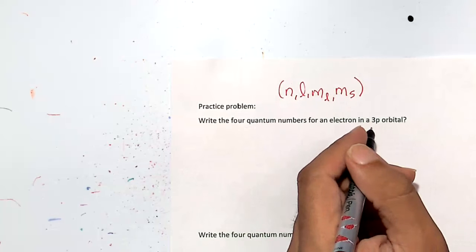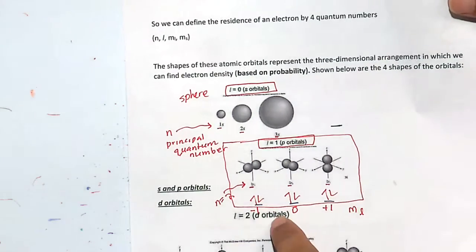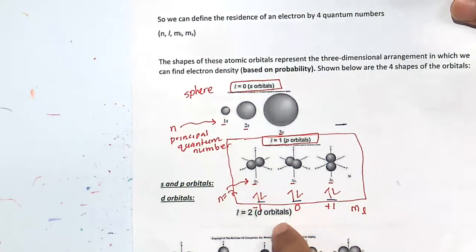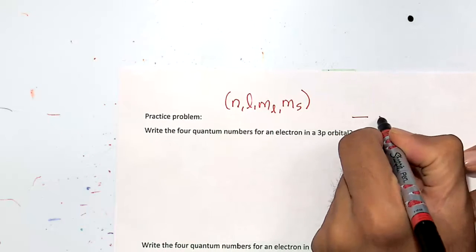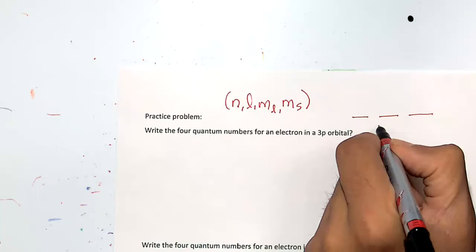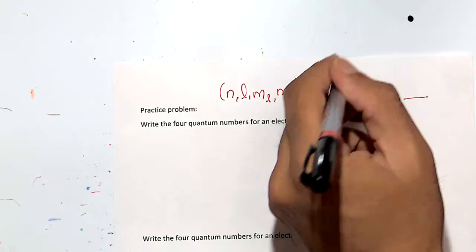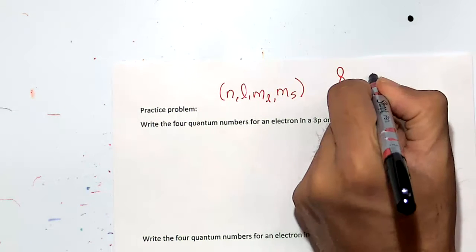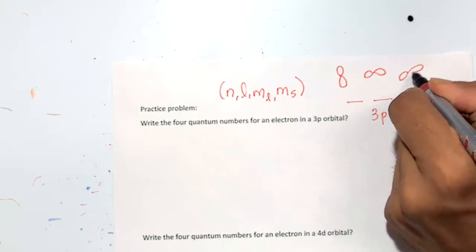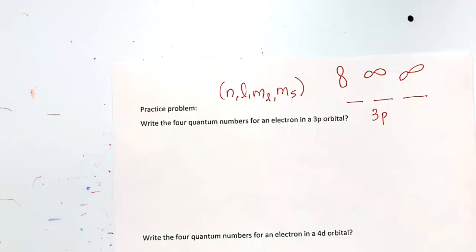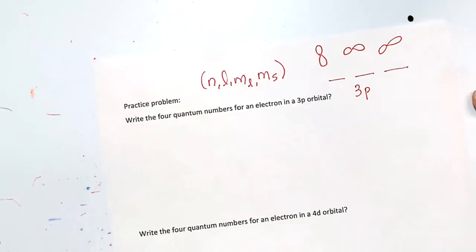How many slots are in p? There's 3 slots in p. Not just p, we're talking about 3p. Again, remember the shape: a dumbbell for the p orbital, a dumbbell along x, a dumbbell along y, and a dumbbell along the z axis. So n, l, m sub l, m sub s.